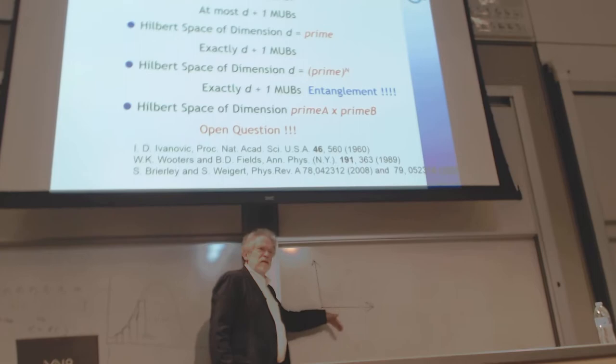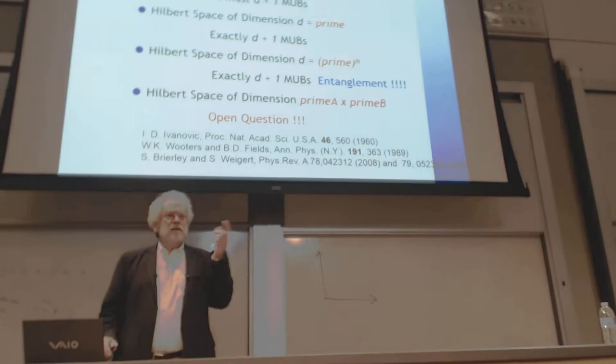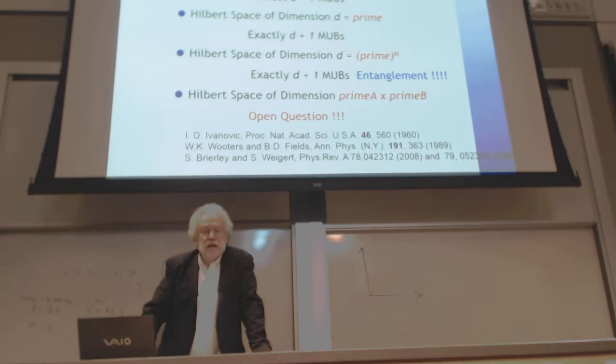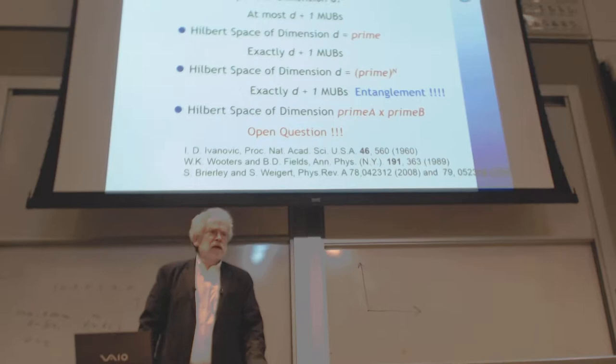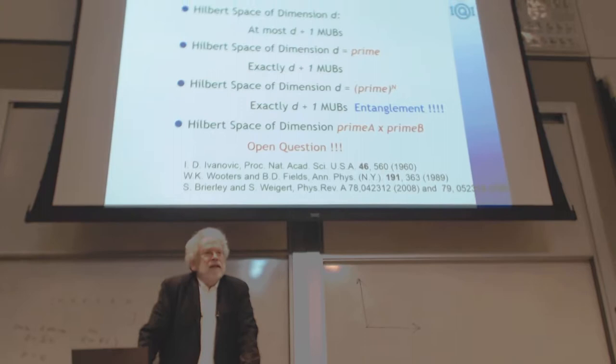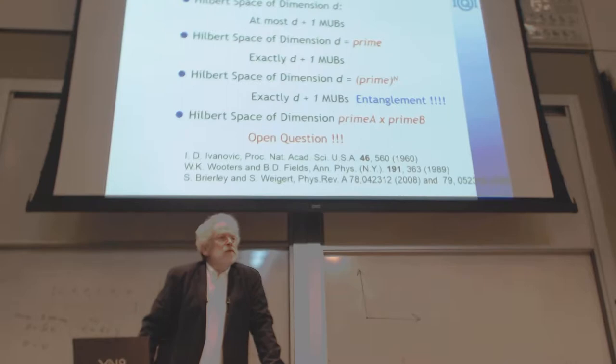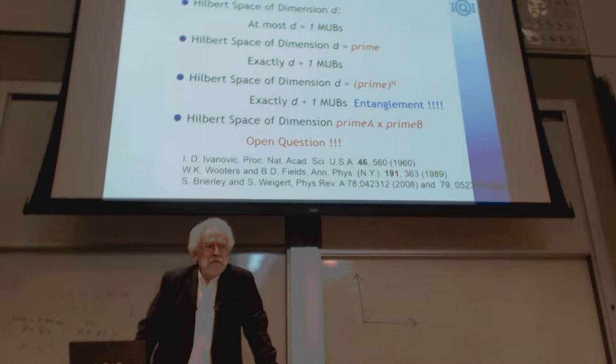Now one can easily see by just counting parameters that for a Hilbert space of dimension little d, there are at most d plus 1 mutually unbiased bases. So far, that is not anything critical. Then the question is, do d plus 1 mutually unbiased bases exist in a general Hilbert space of dimension d?